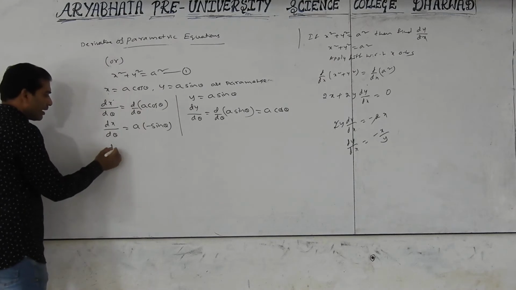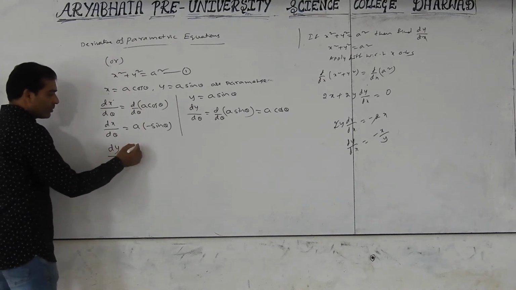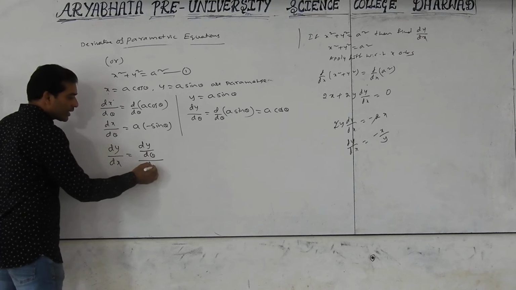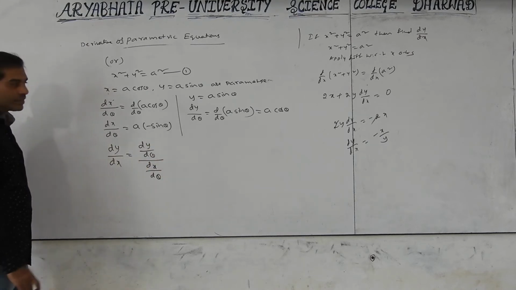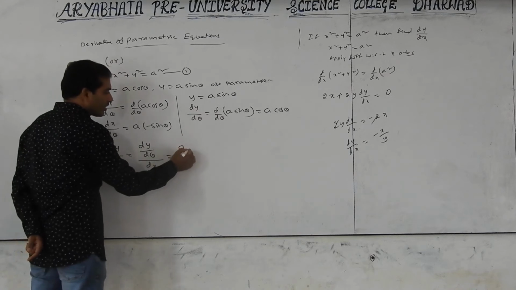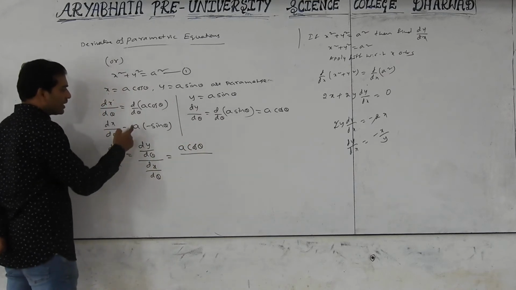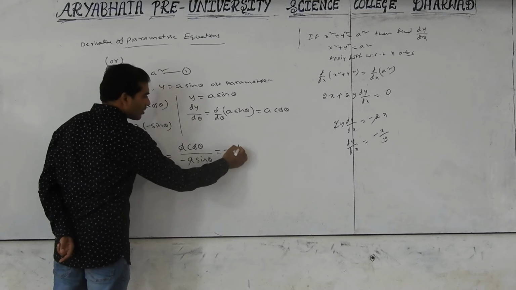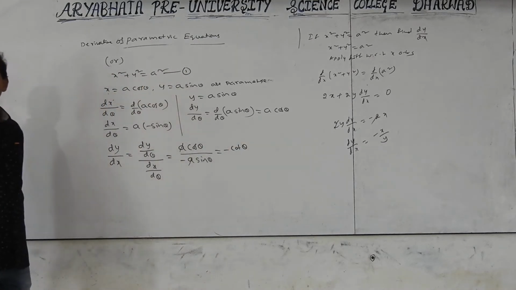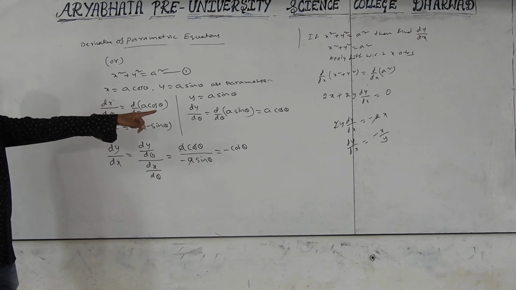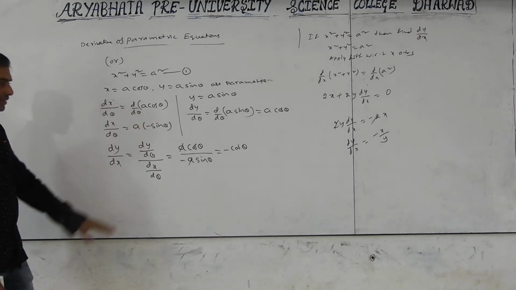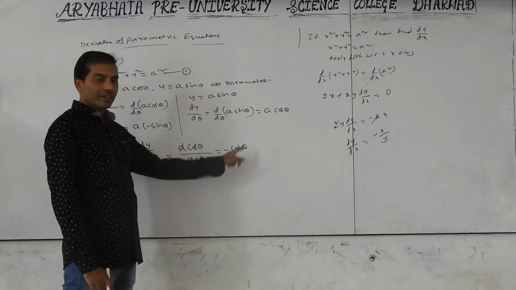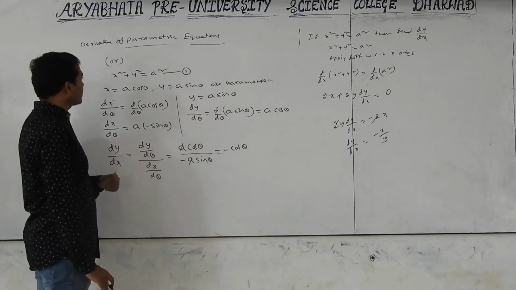Now we want dy by dx. So dy by dx equals, by the parametric concept, dy by d theta by dx by d theta. Here dy by d theta is a cos theta, dx by d theta is minus a sin theta. It gets cancelled: minus cot theta. But it looks like they are not the same, since here we have cot theta. But this answer and that answer are the same, because this is in terms of theta, and that one is in terms of x and y. How can we convert to x and y here?